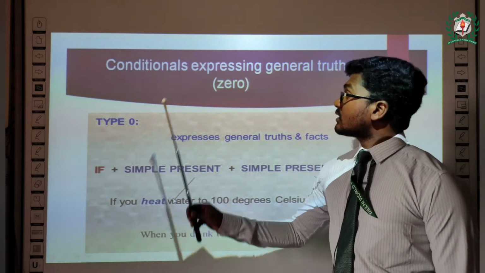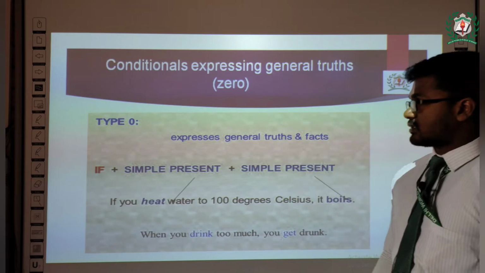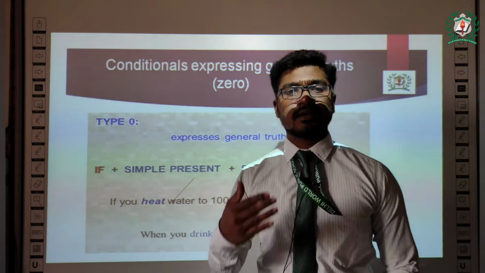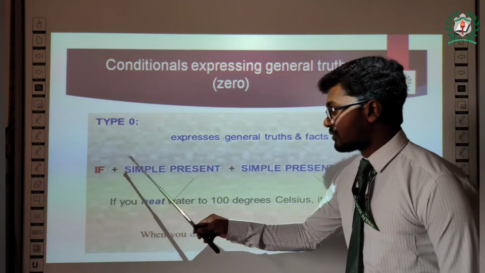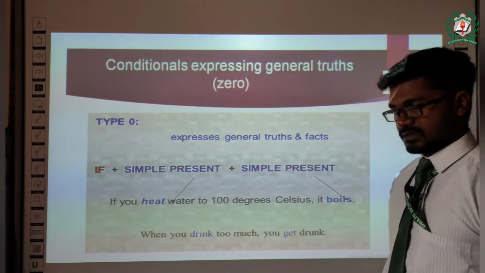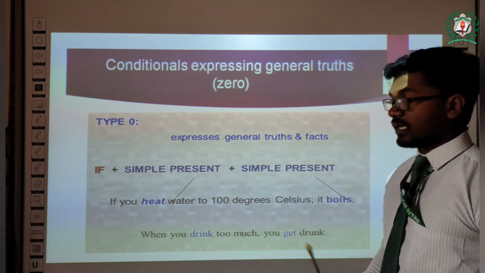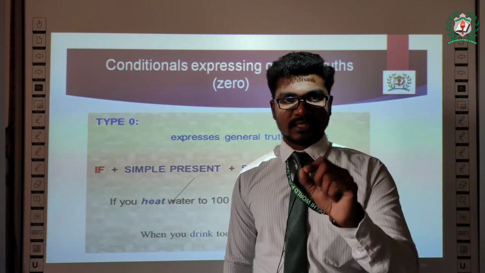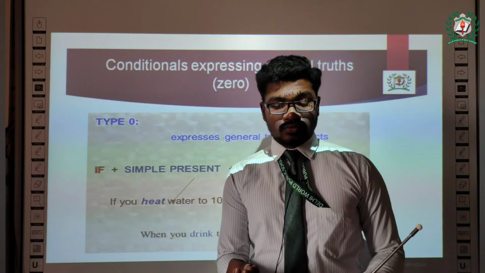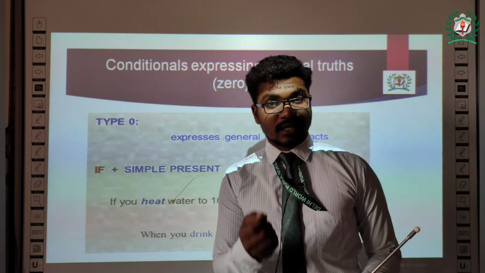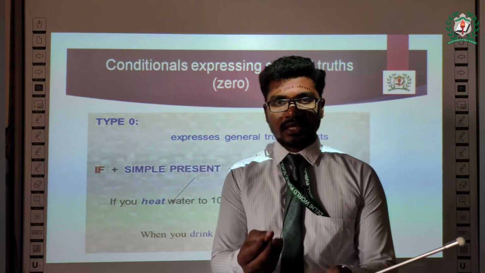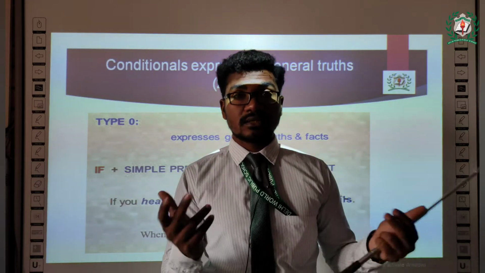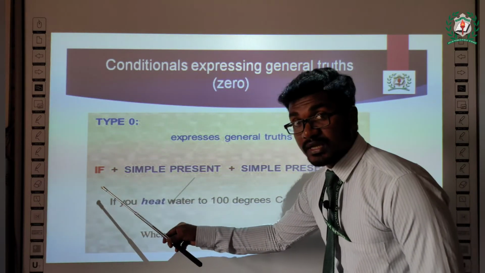Okay, let's see conditions expressing general truths. So type 0, that is the zero condition, expresses general truths and facts which happen naturally. If plus simple present plus simple present, that is the if clause, and then the result. If you heat water, you studied in science that the boiling point is what? 100 degrees Celsius. When it is 100 degrees Celsius, the water begins to boil. It is a truth. That's what it says. But you have to add it with if.